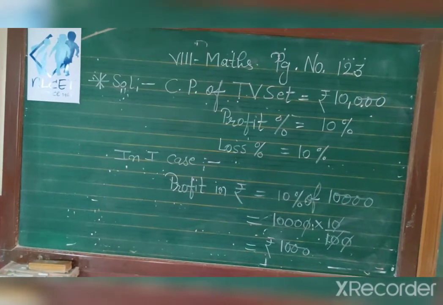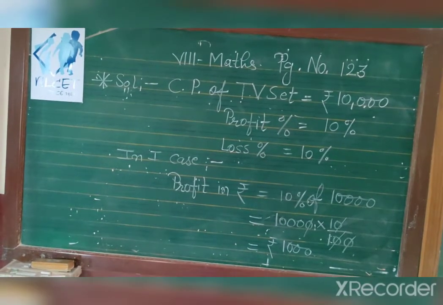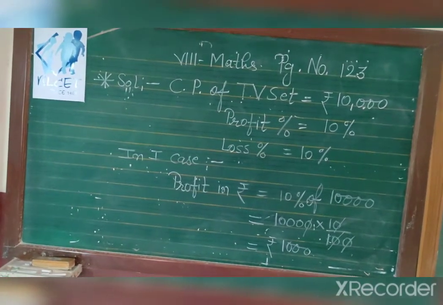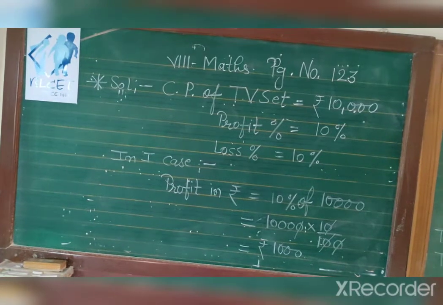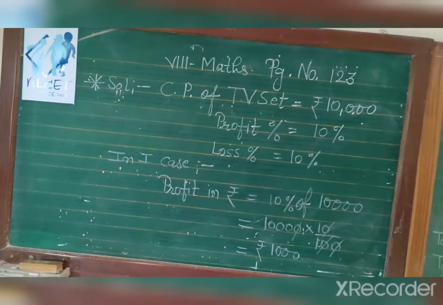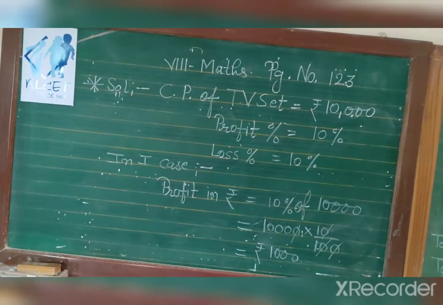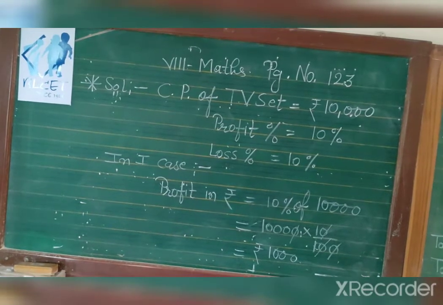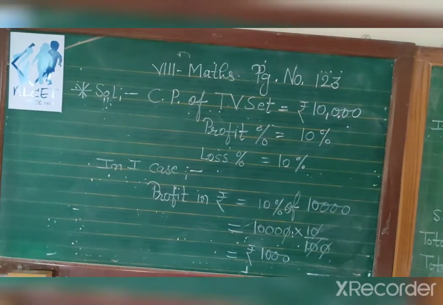Now see at page number 123 at the standard. A shopkeeper bought two TV sets at rupees 10,000 each. He sold one at a profit of 10% and the other at a loss of 10%. Find whether he made an overall profit or loss.